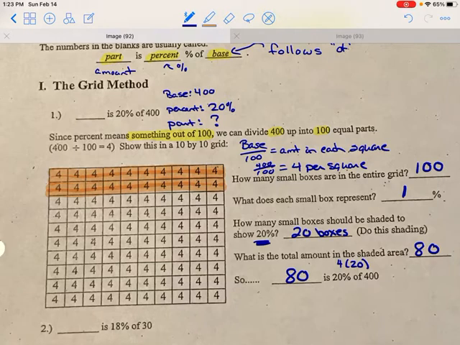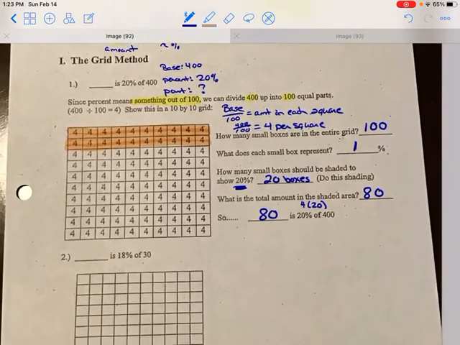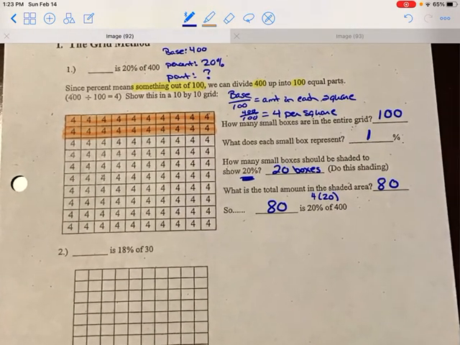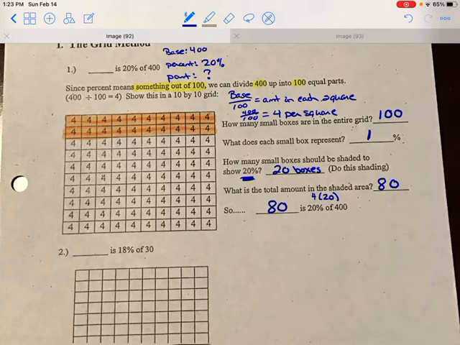All right, so that was a lot of information. So let's go back and do one from scratch and see if we can get a feel for each part of this problem. So I'll try to leave this one up here a little bit. All right, so we have blank is 18% of 30. So we know that our base is going to follow the word of, so that's 30. We know that our percent is 18, and we don't know our part, so that's what we're looking for.